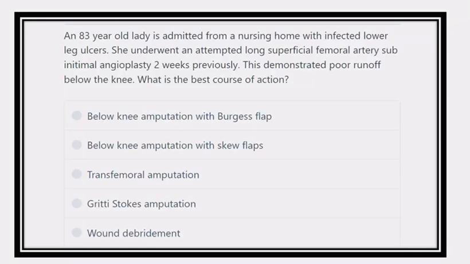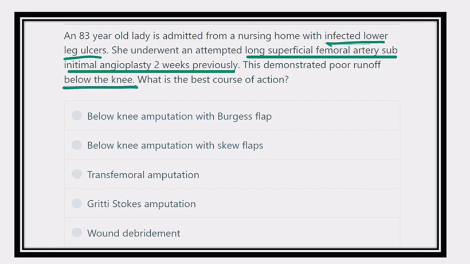An 83-year-old lady is admitted from a nursing home with an infected lower leg ulcer. She underwent an attempted long superficial femoral artery subintimal angioplasty 2 weeks previously. This demonstrated poor run-off below the knee. What is the best course of action?